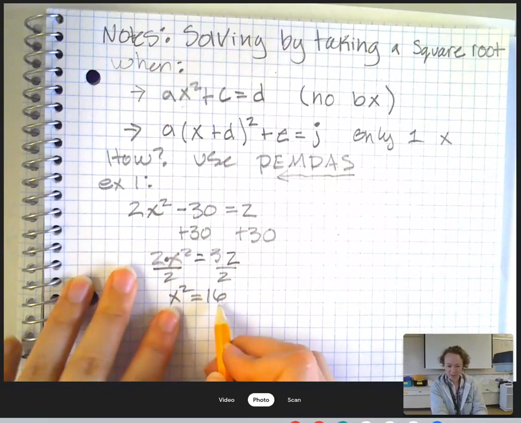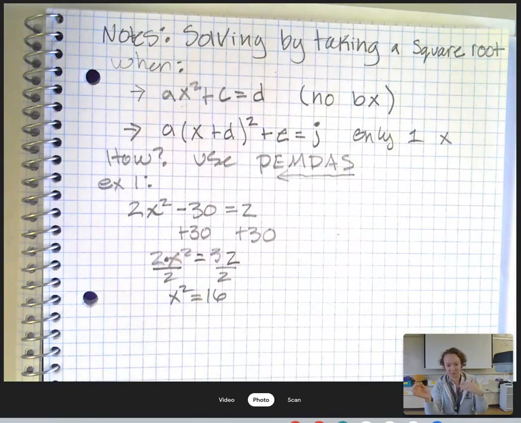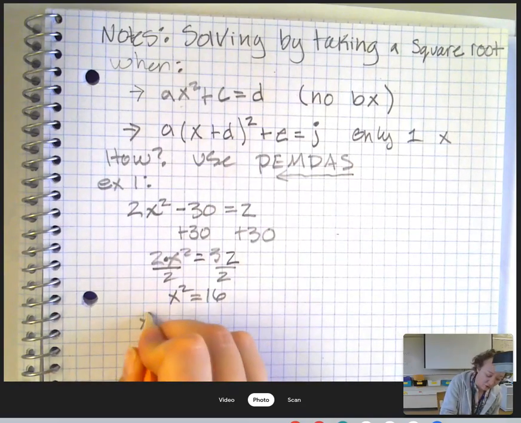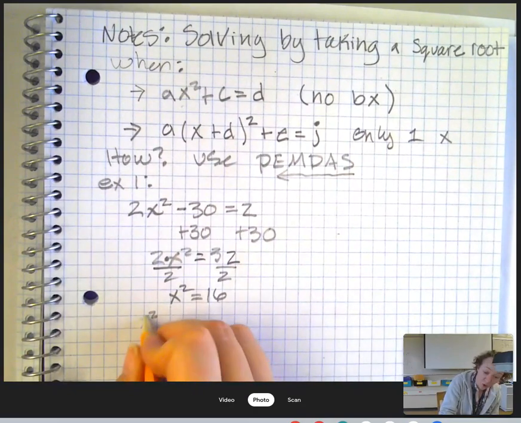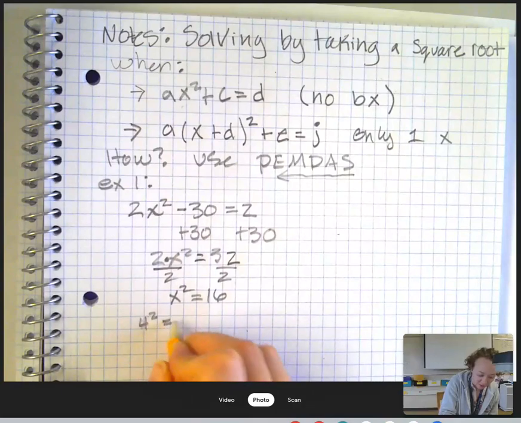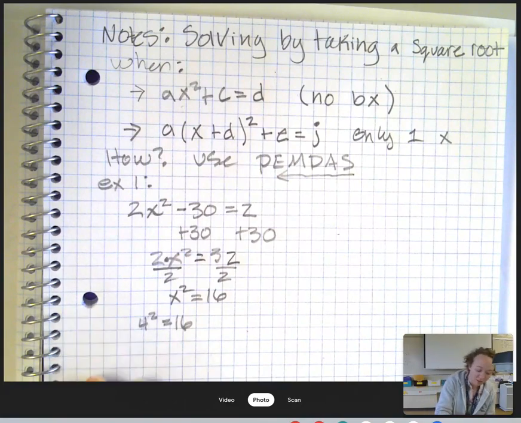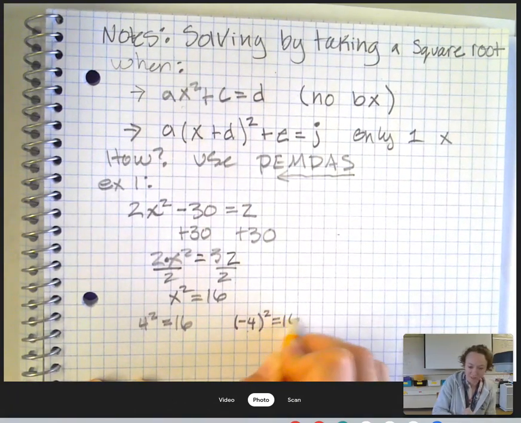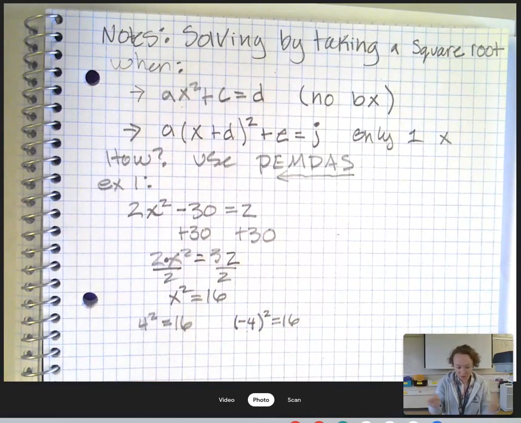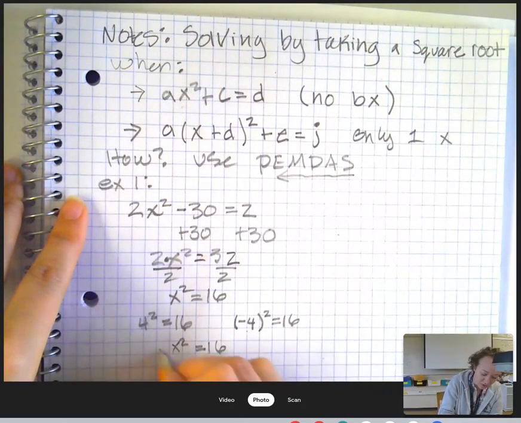And then at this point, if we think about it, x must be 4, right? Because some number times itself equals 16. 4 squared equals 16. But there's also another answer, because 4 times 4 equals 16, but we know that a negative times a negative is also a positive. So that means that negative 4 squared also equals 16. So when we're solving, usually we're going to take, I'm going to rewrite this just for the sake of notes.